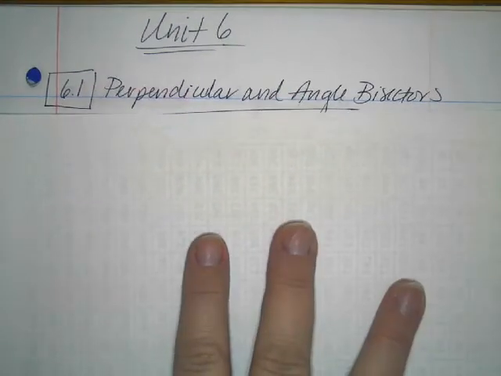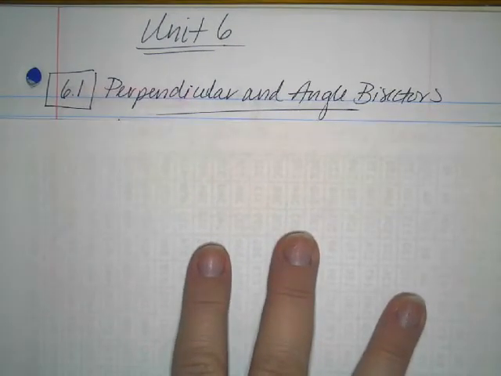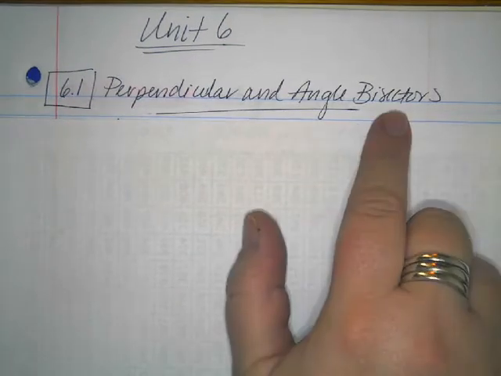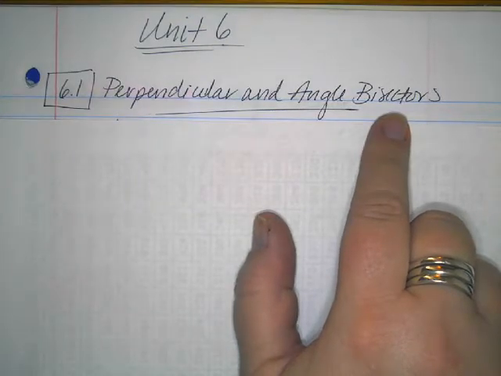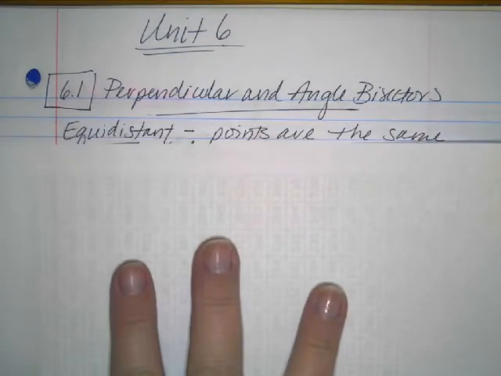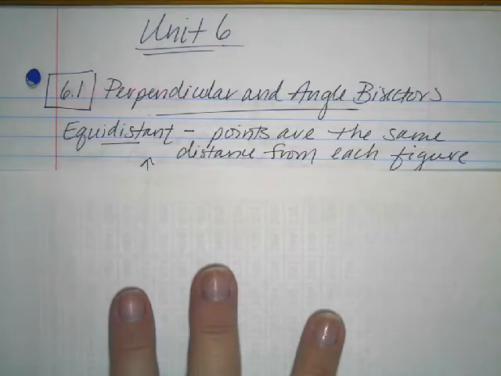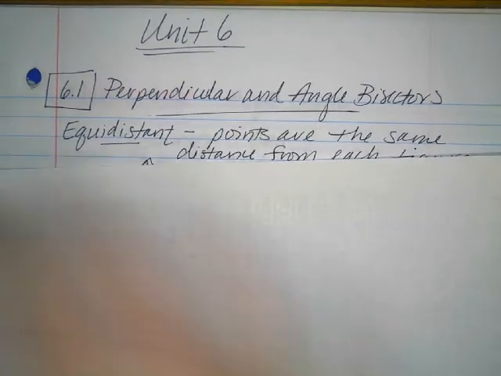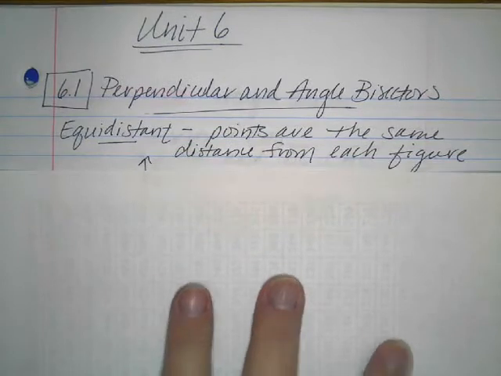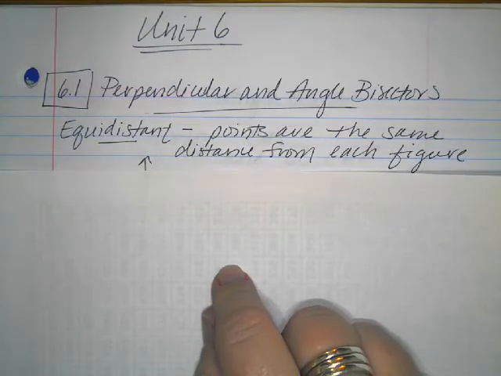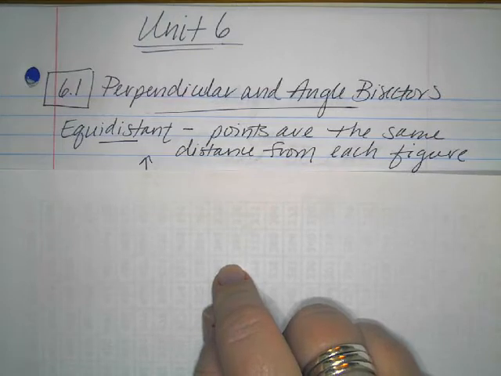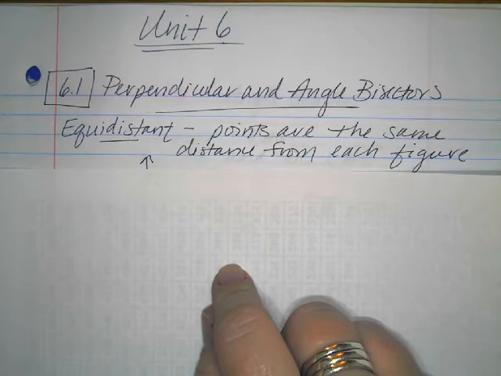Today we're going to start our next unit, and in Unit 6 we're going to start with perpendicular and angle bisectors. One thing to remember from our past is bisector. Remember that means to bisect, chop in half. The next piece is equidistant, so it's another vocab word. Equidistant means that the points are going to be the same distance from whatever figure we're talking about. So when they say equidistant, that's what it means.